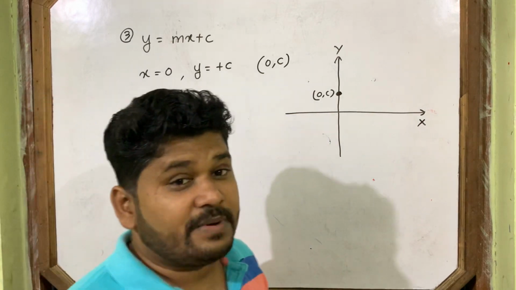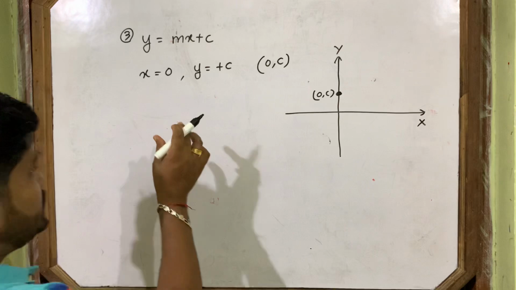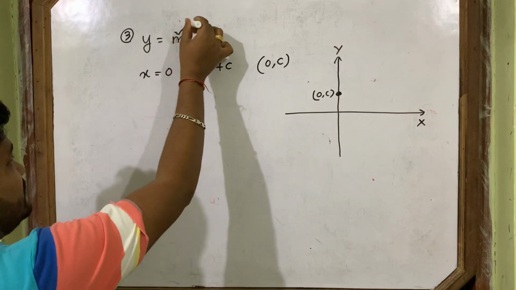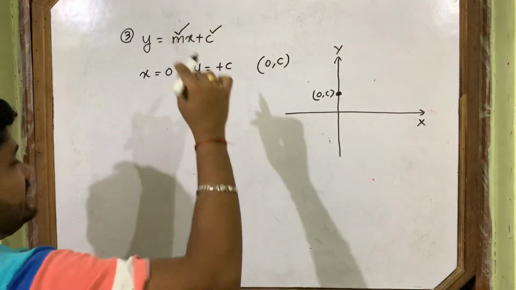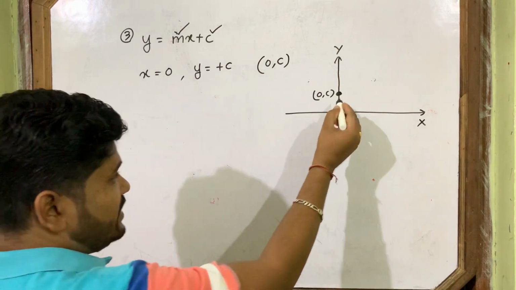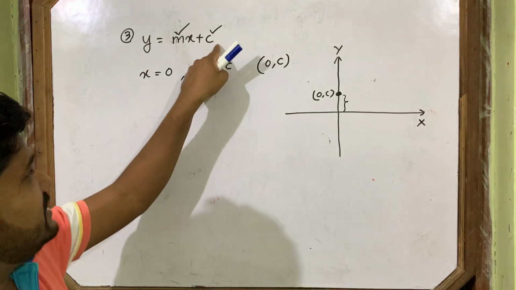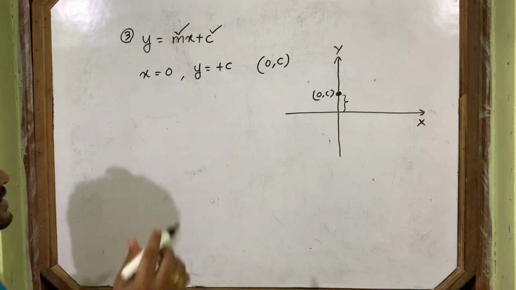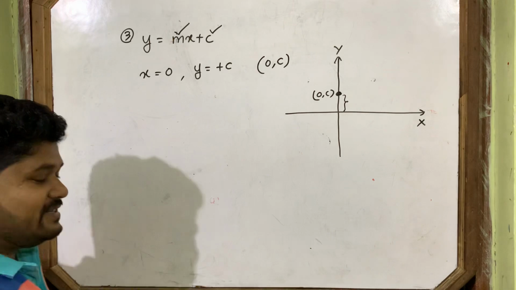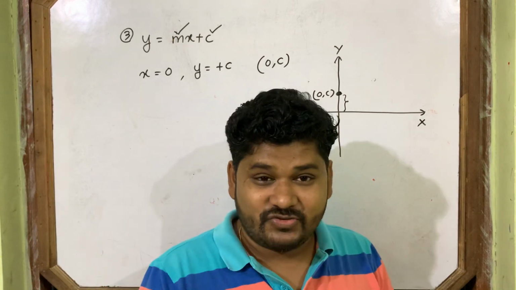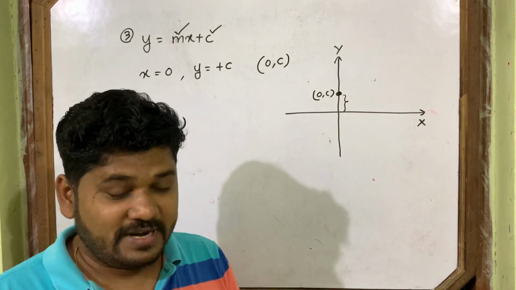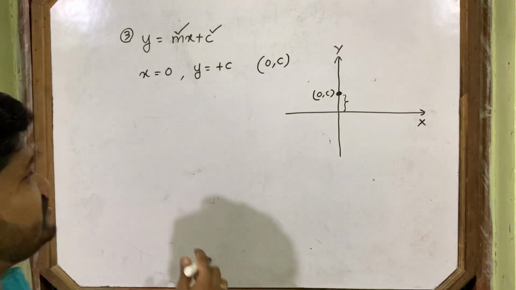And how is the shape of the graph? You see the slope. This is called the slope. This is called the y-intercept. This much is the y-intercept. And this is the slope. And this equation is the equation of a straight line, that you know from class 10th. This is the equation of a straight line.